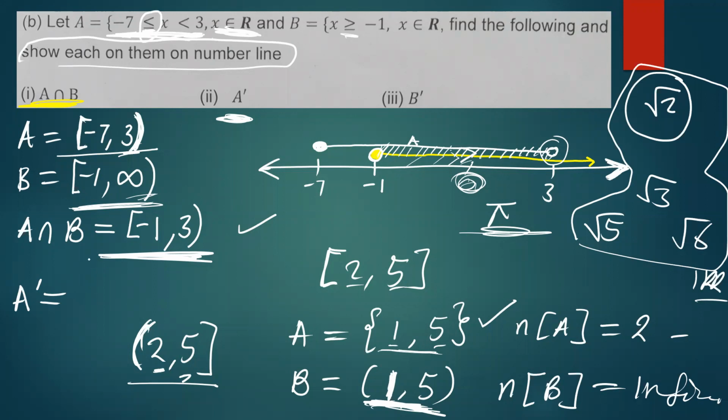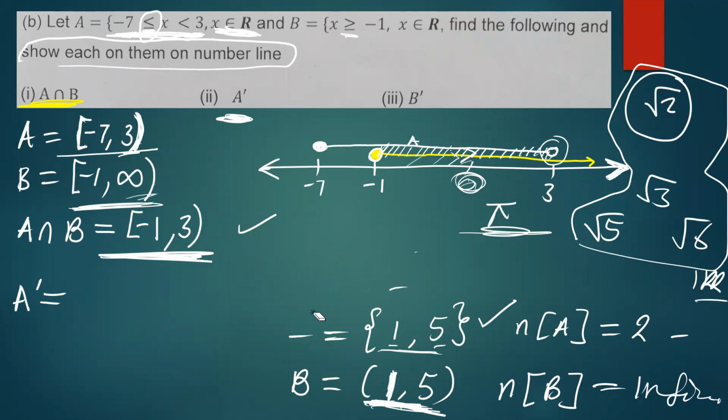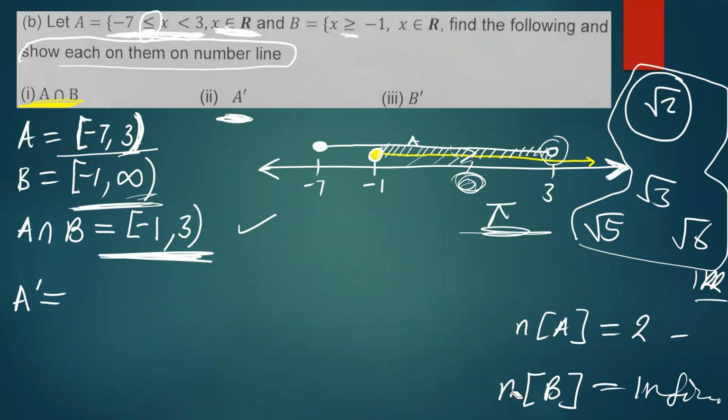Where was I? I was trying to find the complement of set A. So A complement, we're simply talking about numbers that are not in A. When we talk about A complement, we're simply talking about numbers that are outside A, the numbers that are not part of the set A. The set A that we have is ranging from negative 7 to 3. Look at the brackets that we have there properly.